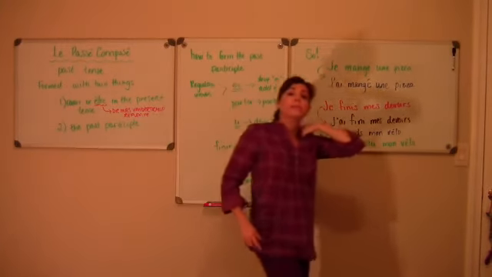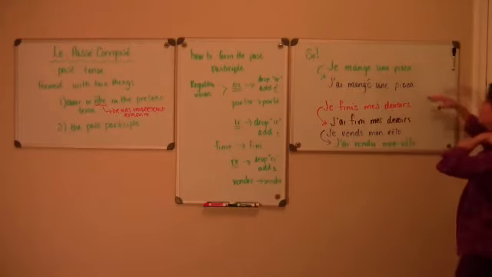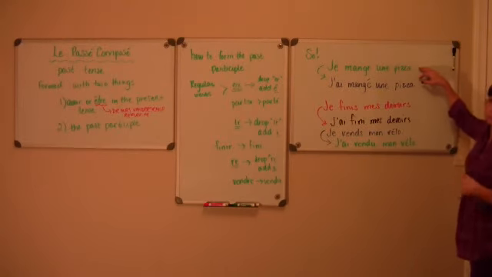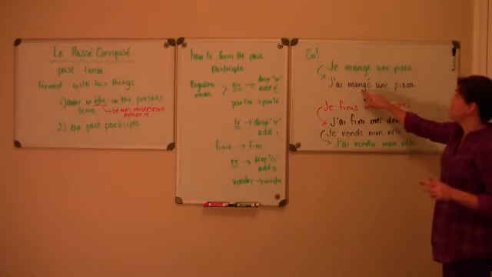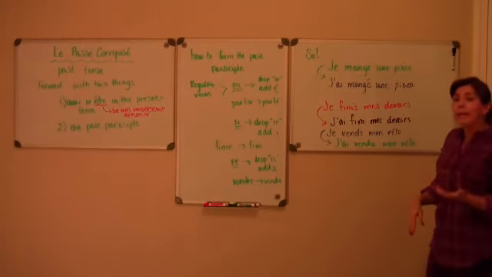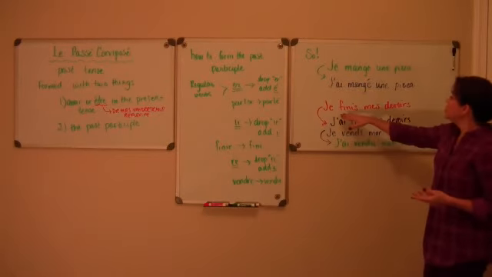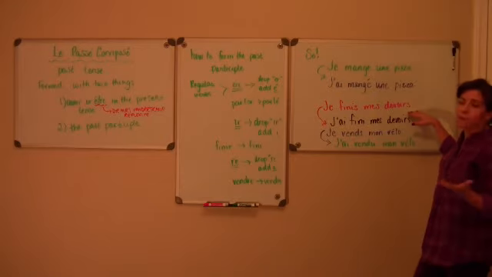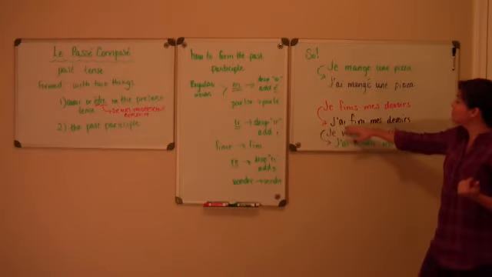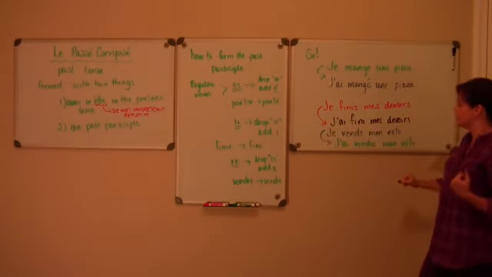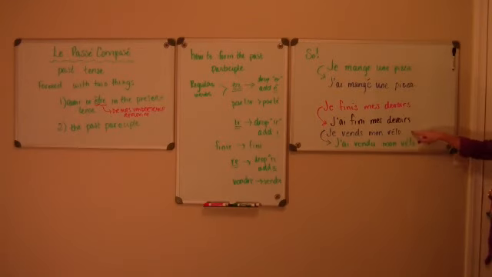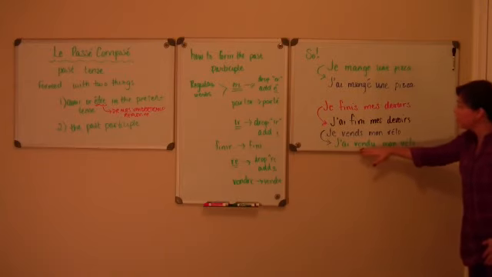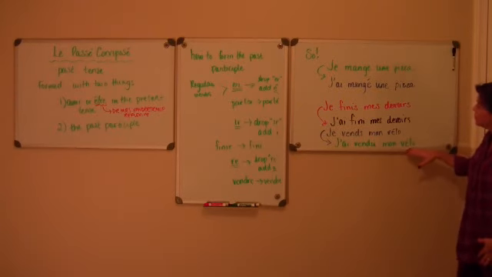So let's take a look at a few sentences. We're going to take them from present tense to the passé composé. Je mange une pizza. I'm eating a pizza. J'ai mangé une pizza. I ate a pizza. Je finis mes devoirs. I finish my homework, or I'm finishing my homework, becomes j'ai fini mes devoirs. Je vends mon vélo. I'm selling my bike, becomes j'ai vendu mon vélo.